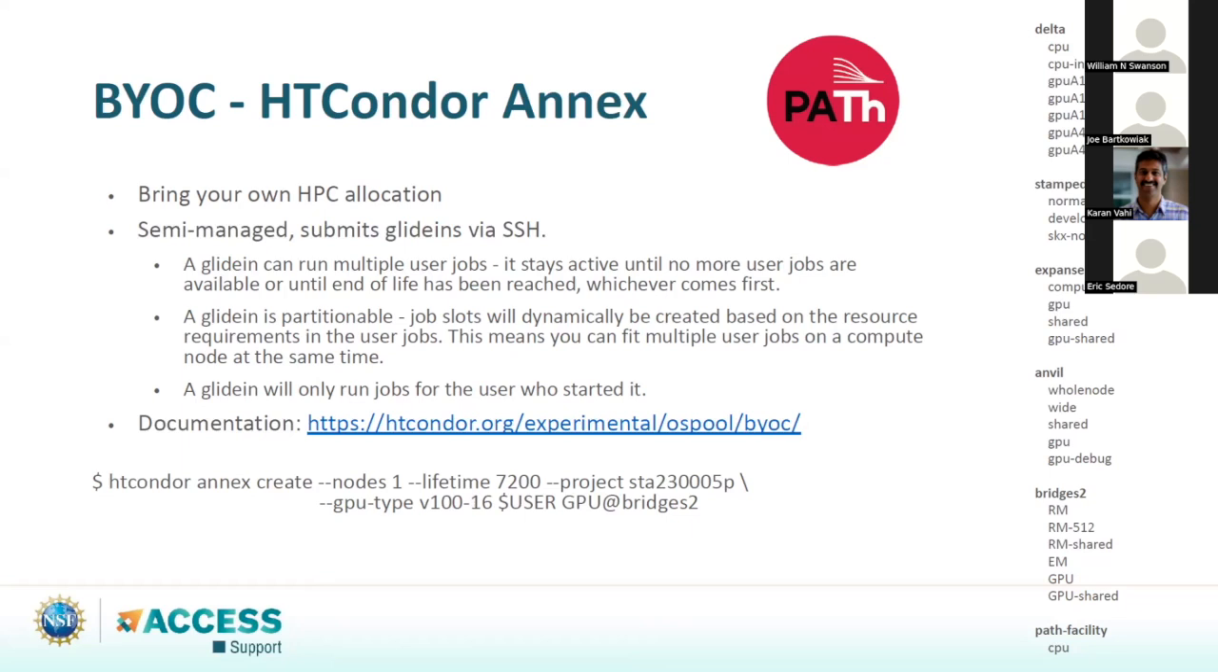So when you want to use one of these machines, there's a little command called HTCondor Annex create, where you tell it how many nodes, how much lifetime, what product to charge to. In this case, GPU type, but that's not needed obviously if you're not using GPUs. What the name of the annex is and where to run it. So in this case, the GPU queue on Bridges 2.